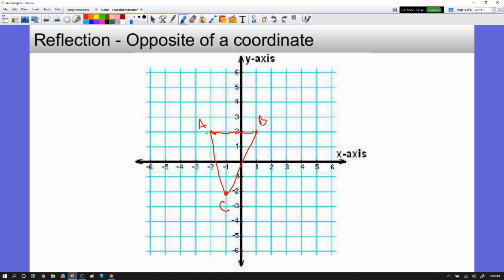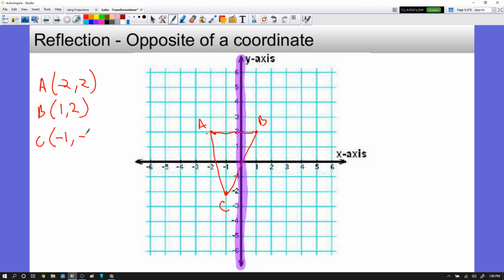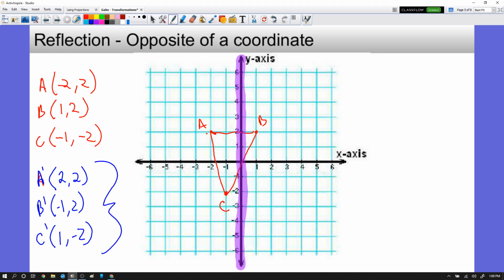So if I wanted to use the line of reflection as the y-axis, that means I have A, B, C. A is -2, 2. B is 1, 2. And C is -1, -2. I know that whenever I'm going over the y-axis, it's going to be the opposite x value. So A prime, B prime, C prime. Opposite x value is going to be 2, 2. Opposite x value is -1, 2. Opposite x value is 1, -2. So I already have these, and I wanted those as a point of reference.